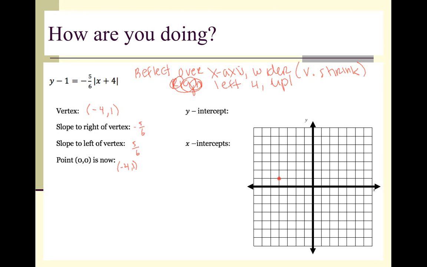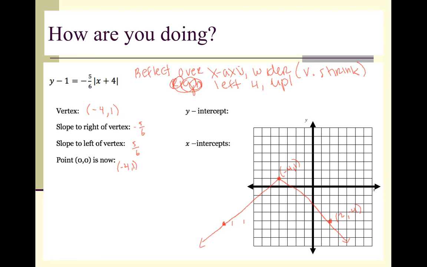My slope to the right is going to be negative 5/6. 1, 2, 3, 4, 5. 1, 2, 3, 4, 5, 6. I'm going to go off a little bit here. 1, 2, 3, 4, 5. 1, 2, 3, 4, 5, 6. I'm off a little bit, but that's okay. Let's label. What is this? (-4, 1). This is 1, 2, 3, 4, negative 4. And what would this be?